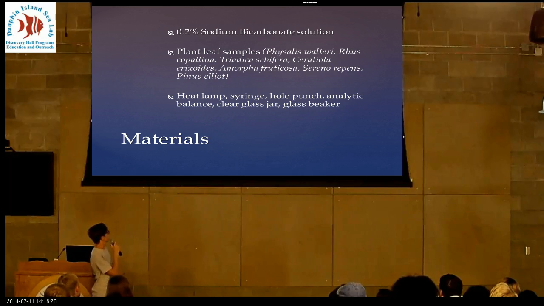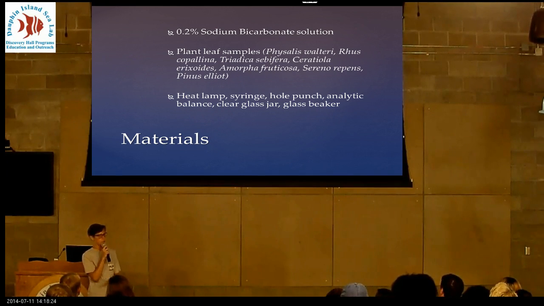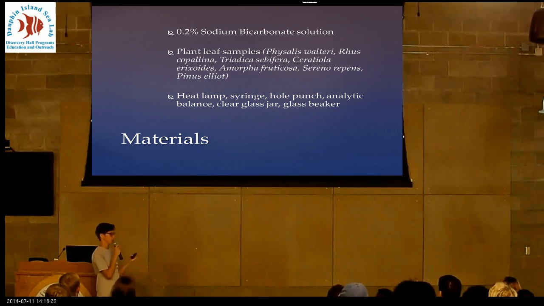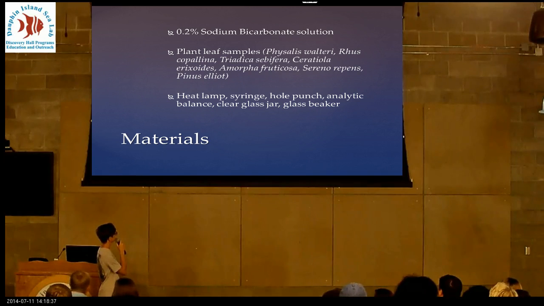The materials were a 0.2% sodium bicarbonate solution, which is really just baking soda mixed into water. And that provided the carbon. So like I said before, plants use CO2 and they transfer it into oxygen. The bicarbonate provided the carbon that they use in this cycle.